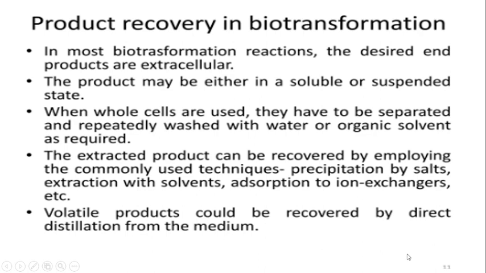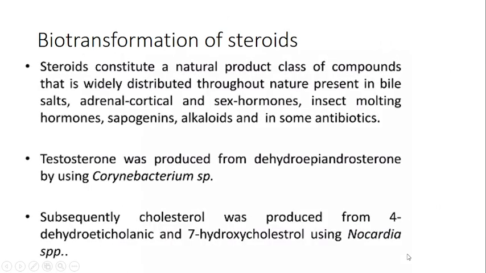Okay, then you can use the normal downstream processing like precipitation by salt, extraction with solvent, ion exchange, chromatography, etc. And if you are going for a volatile substance, it can be easily distilled. So let us look at a few examples of biotransformation. One of the main examples you can know is production of acetic acid. That is a very good example. Okay, another one is biotransformation of steroids.